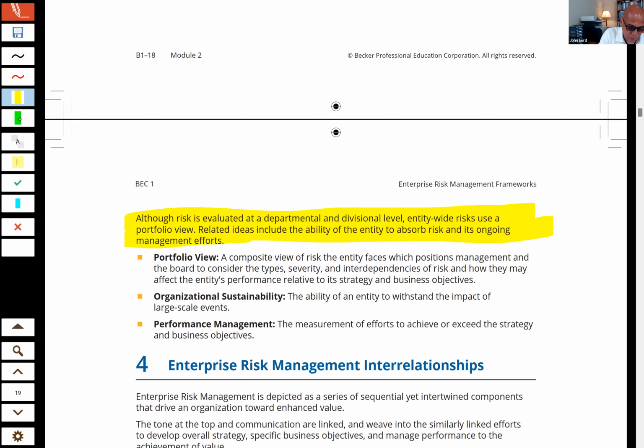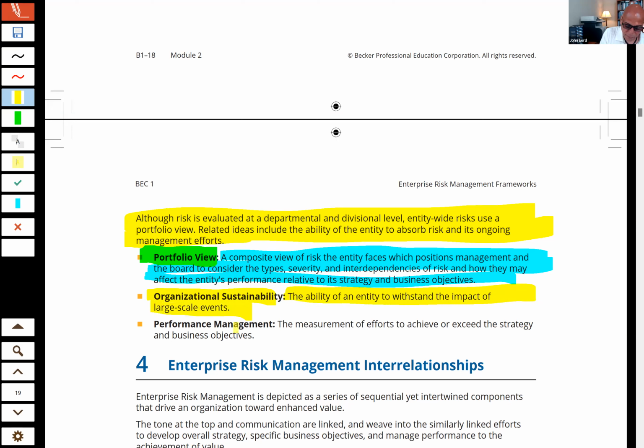And we can take different views. We can take a portfolio view. A portfolio view, okay, is a composite view of risk the entity faces which positions management and the board of directors to consider the types, severity, and interdependence of risk, and how they may affect our performance. Organizational sustainability: what is the ability of the entity to withstand the impact of large-scale events? And then performance of management, the measurement of efforts to achieve or exceed the strategy and the business objectives.